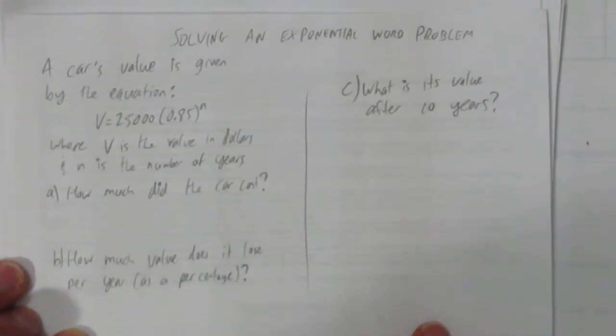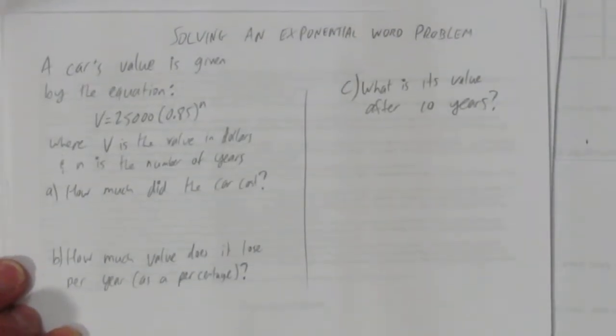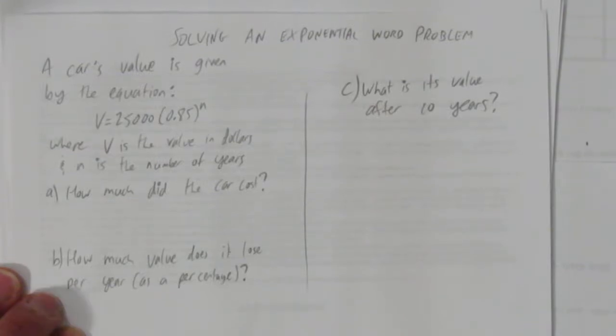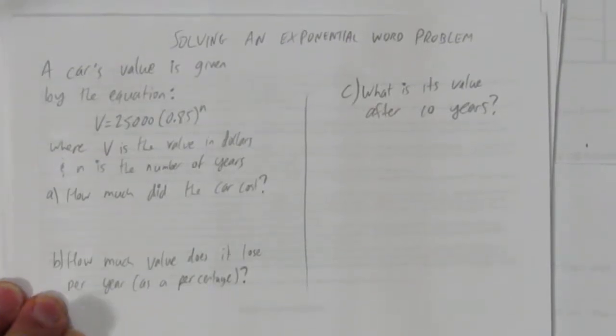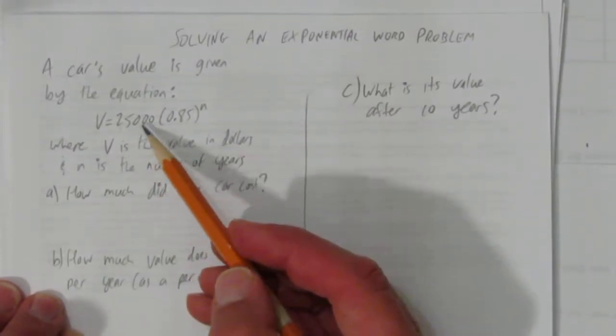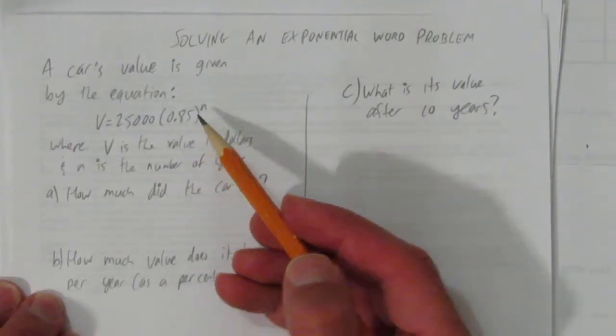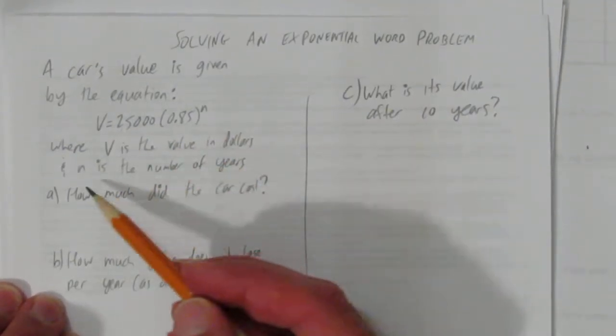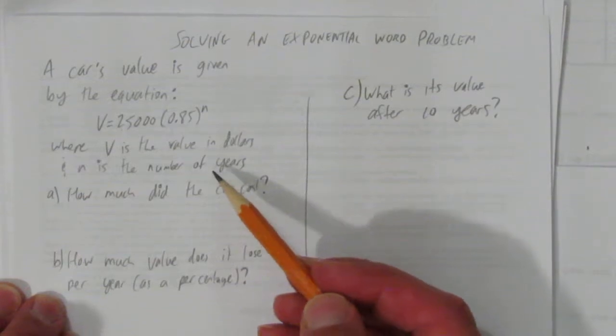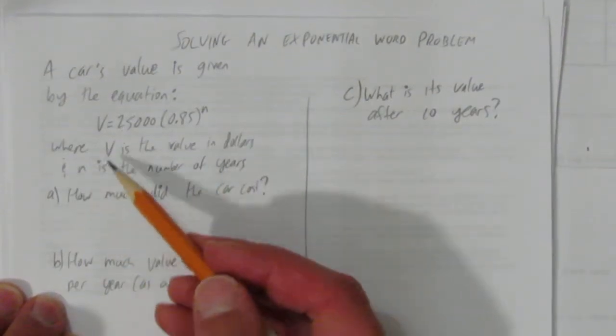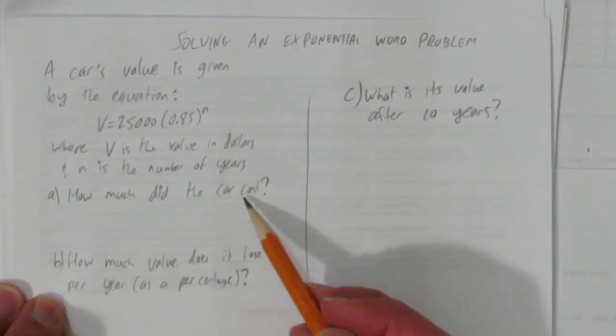Let's take a look at solving an exponential word problem. In this exponential word problem, it says a car's value is given by the equation v equals 25,000 times 0.85 to the power of n, where v is the value in dollars and n is the number of years. So looking at the equation, you should be able to answer part A. How much did the car cost?